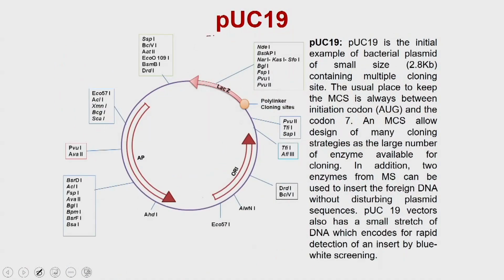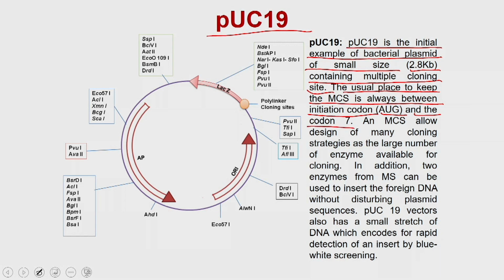So, the second plasmid which has been derived from pBR322 is called pUC19. pUC19 is the initial example of bacterial plasmids of a small size. It is a 2.8 kb plasmid containing the multiple cloning site. The multiple cloning site is kept between the initiation codon, that is the ATG, and codon number 7. The MCS is designed so that a large number of enzymes are available within the lacZ, so you have multiple cloning sites which you can use.